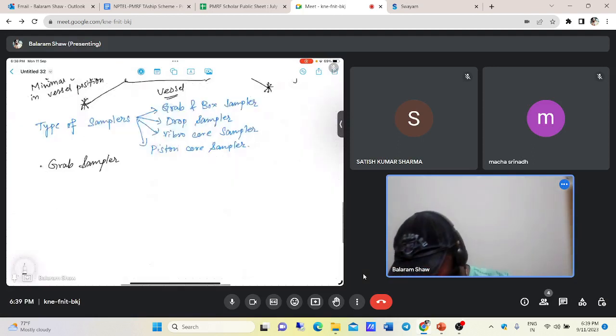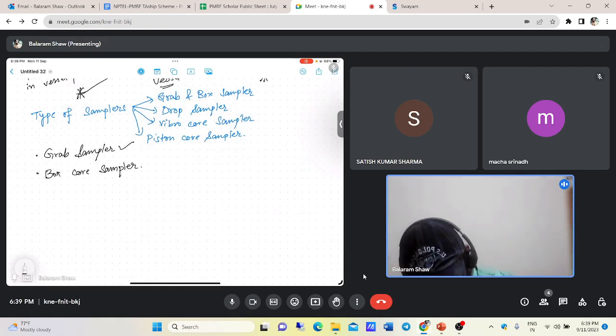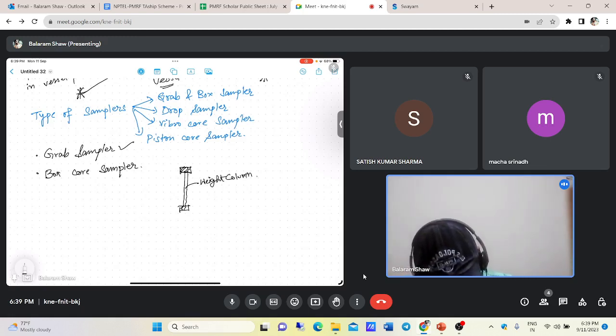So the grab sampler we have discussed. Then we were discussing the box core sampler. So what we have seen in the box core sampler, let us say here the vessel is there, and this is the lift. Some kind of weight column will be there. So this is the weight column, and as you have seen there, some kind of wires are there.